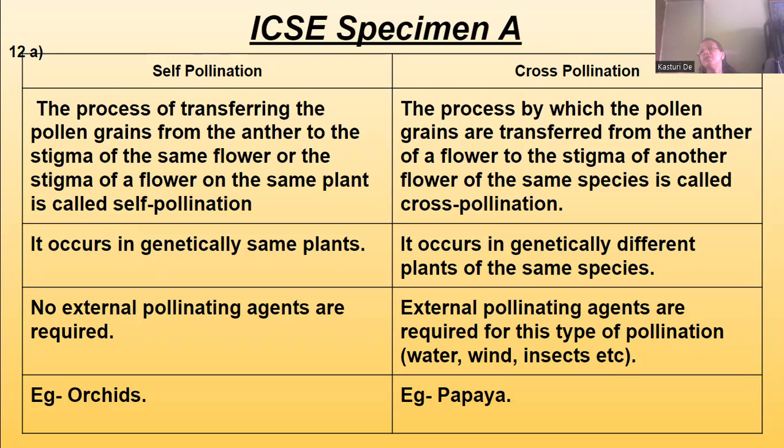Here the pollen grains in self-pollination may be produced in limited quantity, but in cross-pollination a large quantity of pollen grains has to be produced. So these are some of the more differences you can add in it. You can find it in my other videos also. In the text videos you can find the other pollination, self and cross pollination differences.